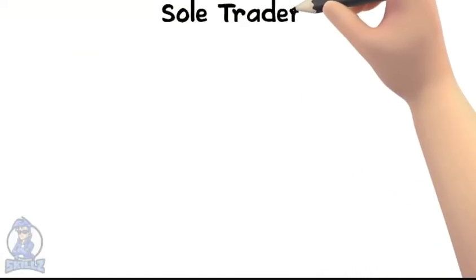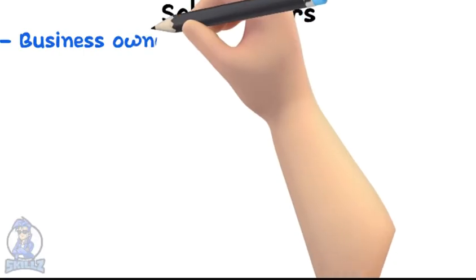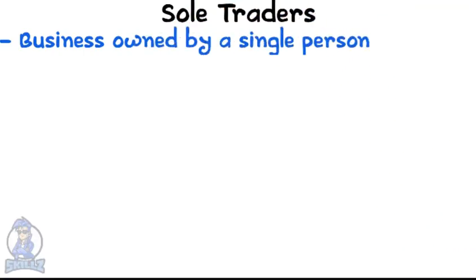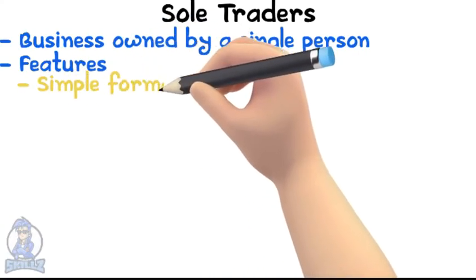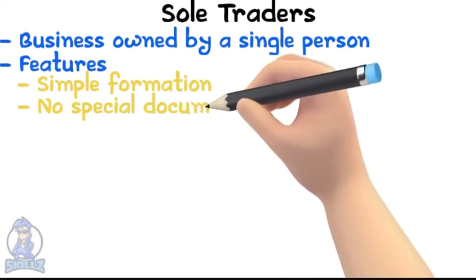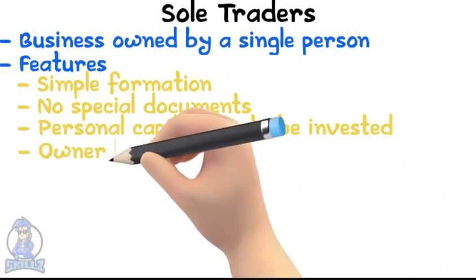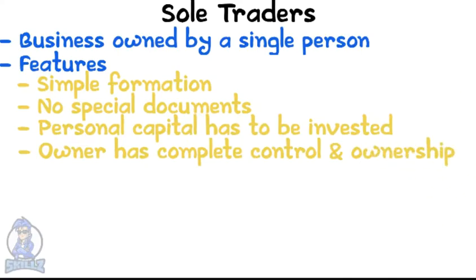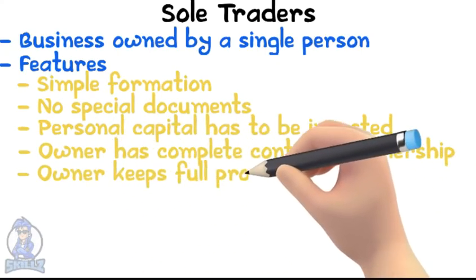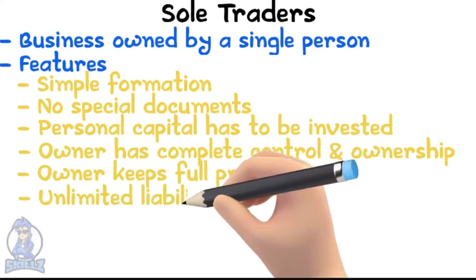Sole traders. A sole trader is a business owned by a single person. It is the simplest commercial enterprise. Some features of sole traders are simple formation, no special documents, personal capital has to be invested, owner has complete control and ownership, owner keeps the full profit, and they have unlimited liability.